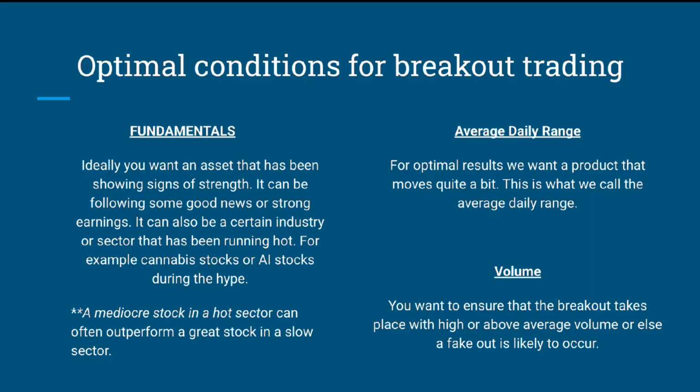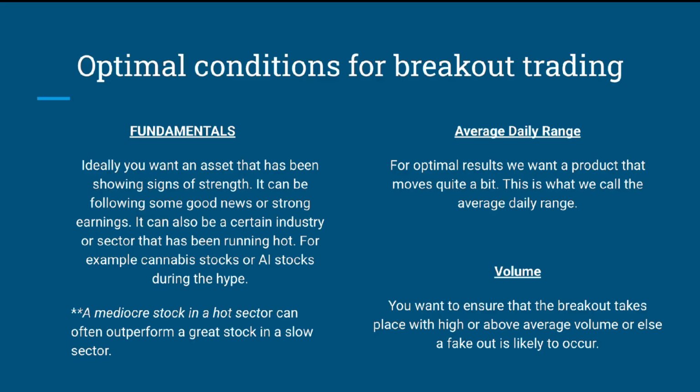Now, second is the average daily range. So what does this mean? Well, for optimal results, you want a product that moves quite a bit. This is what we call the average daily range. It's an indicator you can add on TradingView. I'll give more specific details as to what I look for, but the gist of it is you want a product that moves quite a bit rather than a product that barely moves, which makes sense.